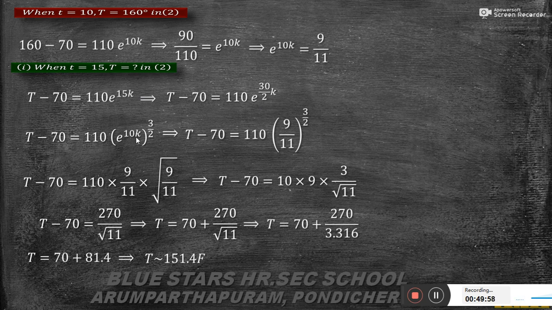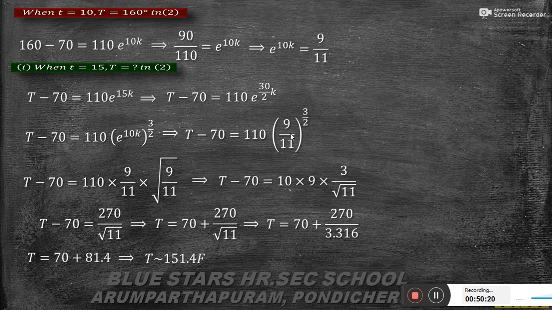In the next step, T minus 70 equals 110 e power, that means I write it as e power 10k whole power 3/2. Multiplying 10 into 3/2 is 30/2. So I write T minus 70 equals 110 into, where the e power 10k value is 9/11.